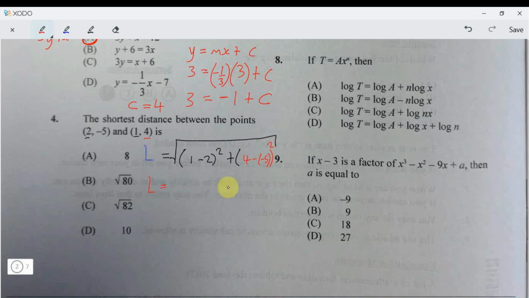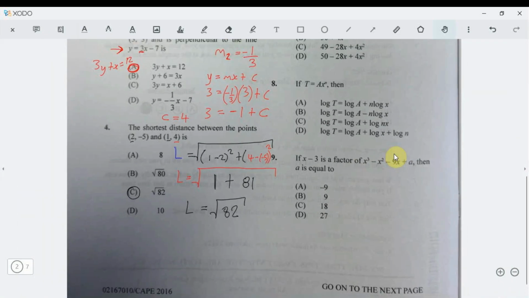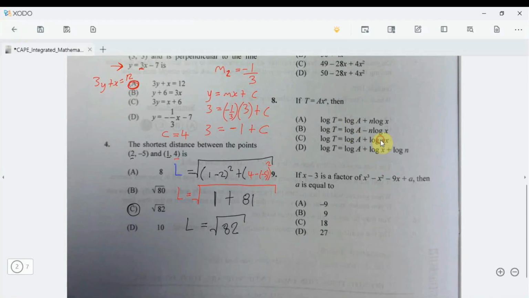So the length of the line is going to be the square root of 1 minus 2 is negative 1, but negative 1 squared is 1, plus 4 minus 5 is 9, 9 squared is 81. So the length of the line is just the square root of 82. So that's the distance between those two points. Square root 82. Very easy. Alright. Nice. So we're having fun so far. Let's go to question 5.